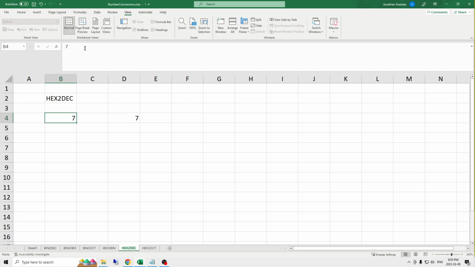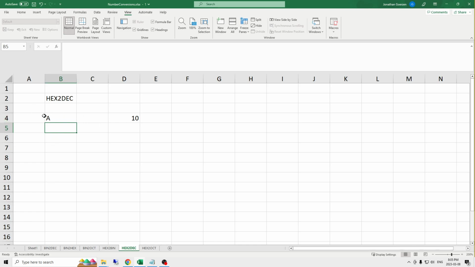Let's do 7. Well, 7's not really very interesting, and F is 1 up from 7. So let's do A, because that's equal to just 10. That's a nice conversion there. That's how this goes.